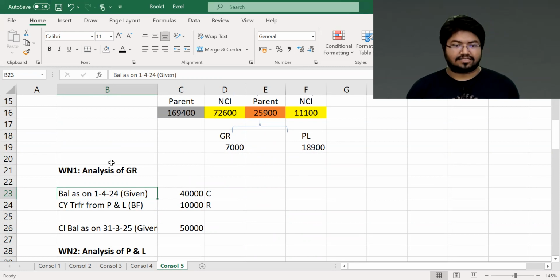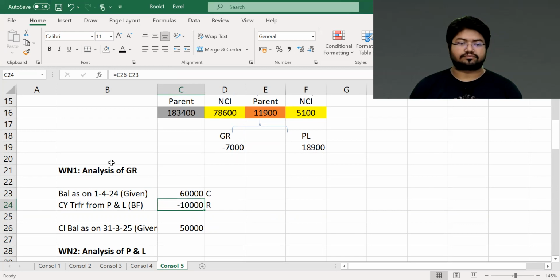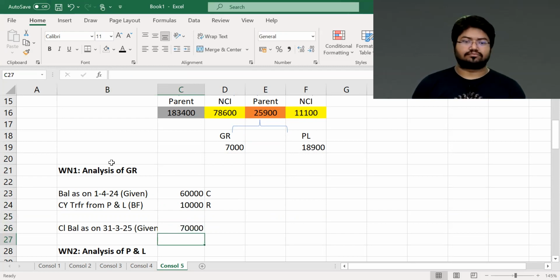Okay. Analysis of general reserve. Start with the balance on 1/4/24, which is given. It is 60,000. Closing balance, if you see, on 31st March 25, is 70,000. So current year transfer from P&L is 10,000 rupees.